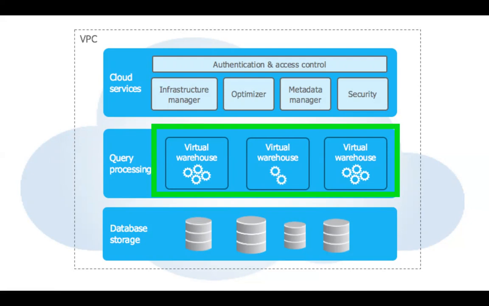So how do all these pieces fit together? Let's say we have a table. That table is going to exist in database storage. And if we want to read that table, we would write some query such as select star from table. We submit that query to the cloud services layer to make sure that we have access to that table. And then it will send that query to the query processing layer, where a virtual warehouse is going to do the reading and the computation piece, and it will connect to that database storage to read the table. So this is the compute, the part where the query occurs.